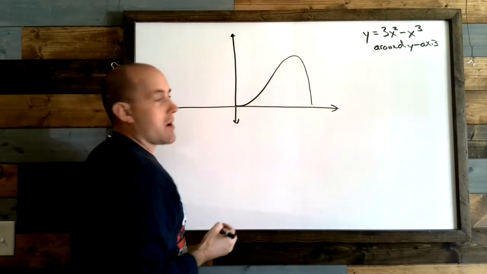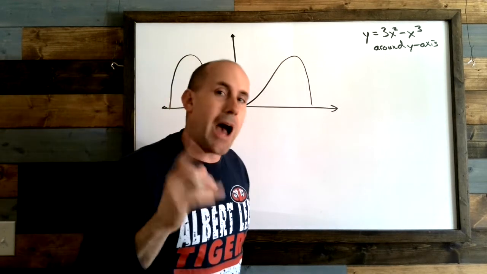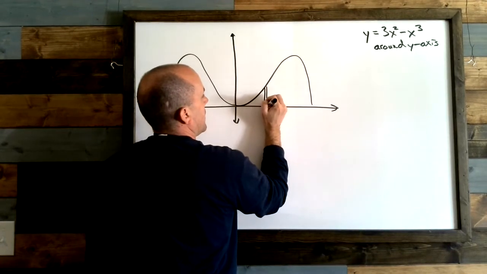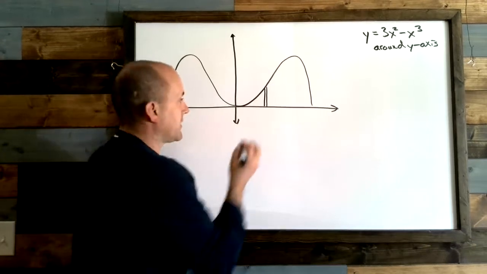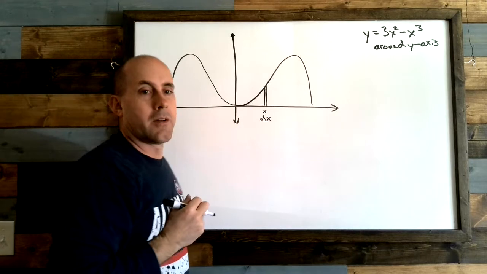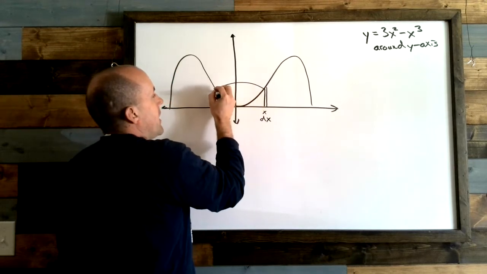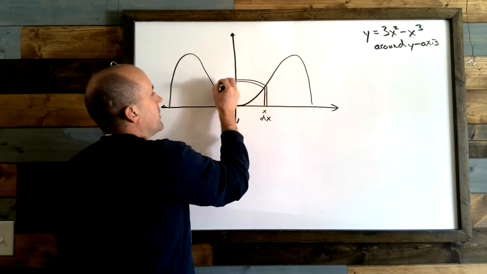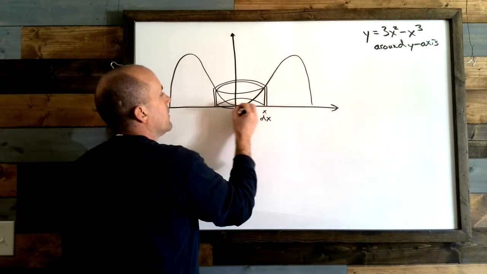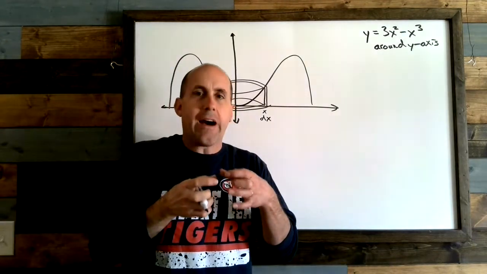We're going to take that same shape. Yes, we're going to revolve it, but here's what I'm going to revolve. I'm going to grab a rectangle, and that rectangle is at some x value. It has a width of dx. As I grab that, I'm going to rotate that thing around, and when I rotate it around, I get this cylindrical shell.